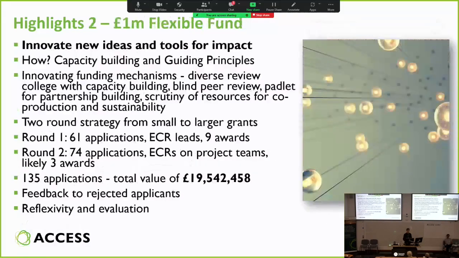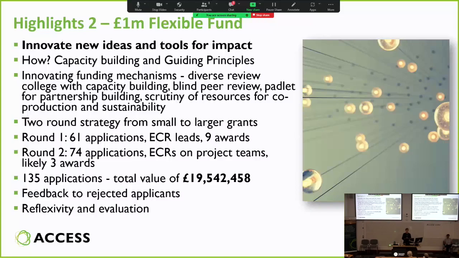The second point I wanted to make is about our innovative mechanism called the Flexible Fund. It's 20% of our grant from ESRC, and there's some interesting numbers here. But we're trying to, again, innovate how we distribute funds rather than just passing it out. How do we build our guiding principles into the way that we distribute funding? How do we innovate in that way? So we put ECRs at the center of bids and calls. We try and enable partnership building. We try and look at whether people are actually delivering EDI and sustainability in their justification of resources.